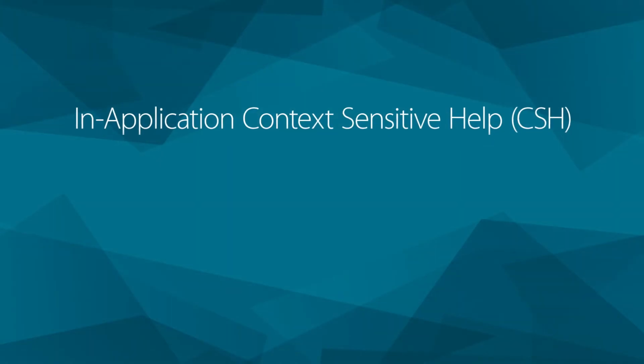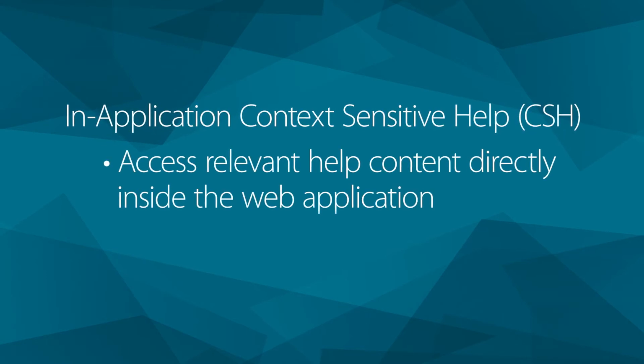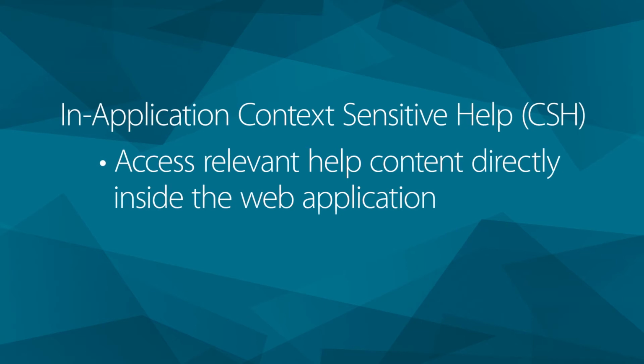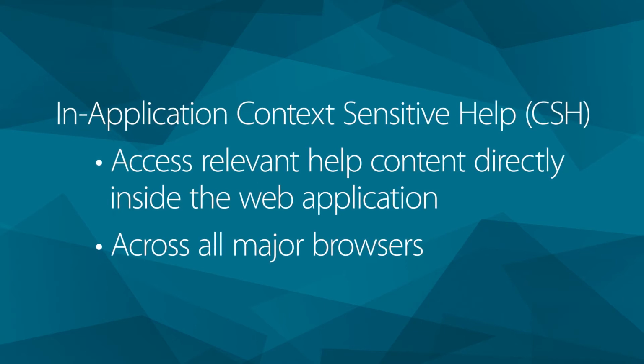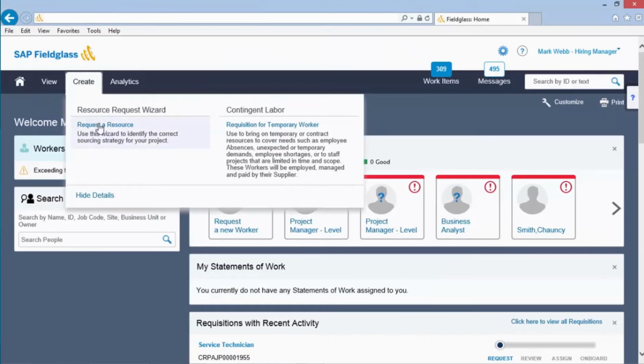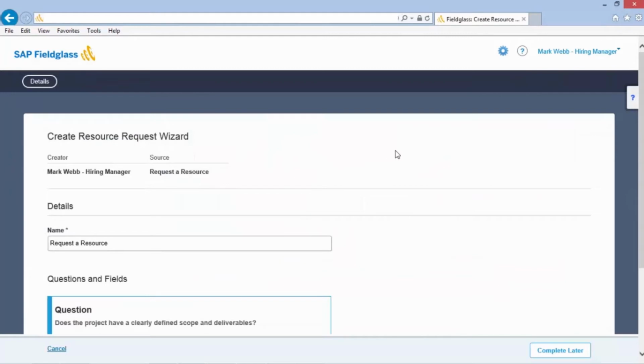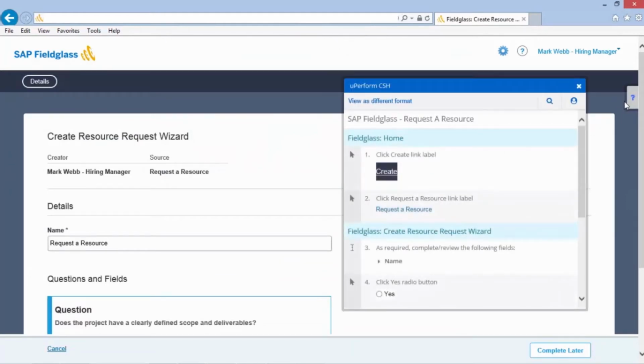Within application context-sensitive help, users will now be able to access relevant help content directly inside the web application and across all major browsers. In this example, an end user is tasked with creating a resource request wizard in the SAP Fieldglass web application. By clicking on the custom question mark, the end user will see the new in-application help.